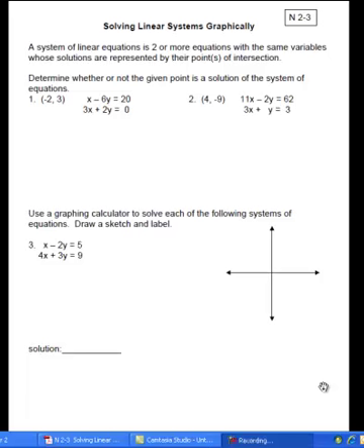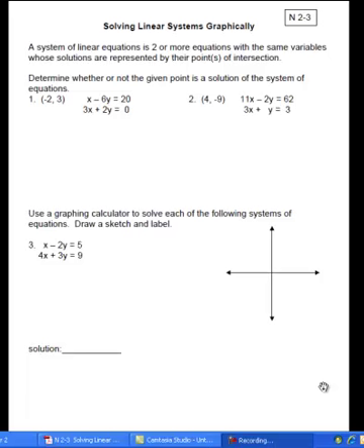Alright, this is section 2.3 of Algebra 2, solving linear systems graphically. A linear system is a system of two or more equations with the same variables. Normally we see x and y, and the highest power of x will be to the first power, and so will the highest power of y.